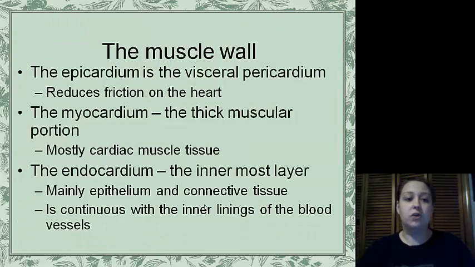The muscle walls. The epicardium is the visceral pericardium, and it reduces friction of the heart. The myocardium is going to be our thick muscular portion of our heart. This is most of the cardiac muscle. And then we have our endocardium, which is the innermost layer, and it's mainly going to be the epithelium and the connective tissue. It is continuous with the inner linings of the blood vessels.